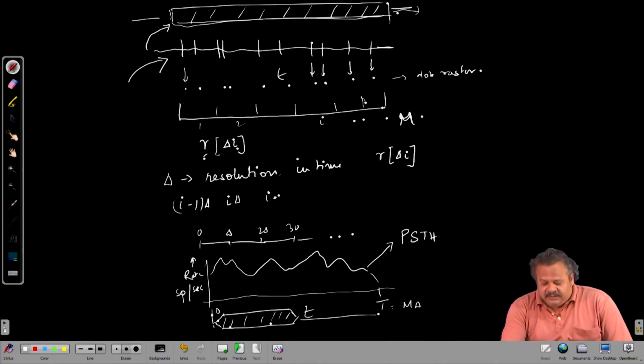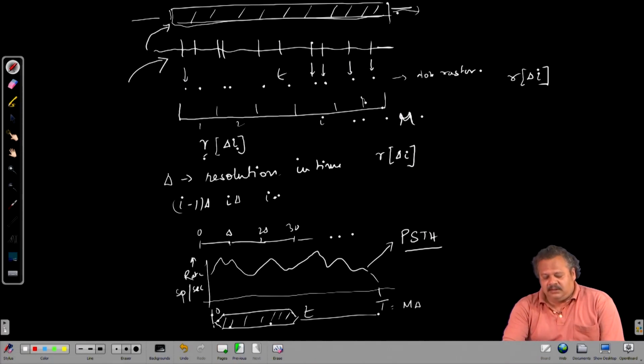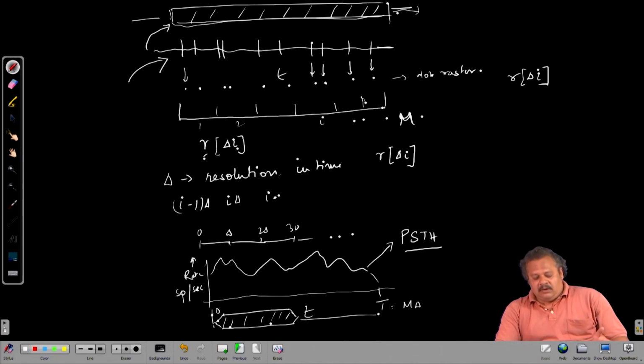So, this peristimulus time histogram essentially represents the R delta i, that is, the rate or the number of spikes per unit time over the different window sizes.